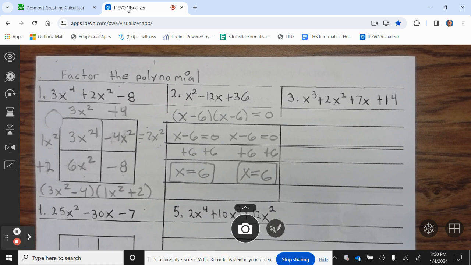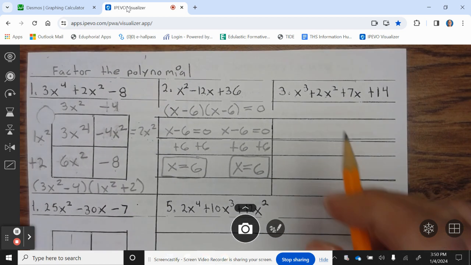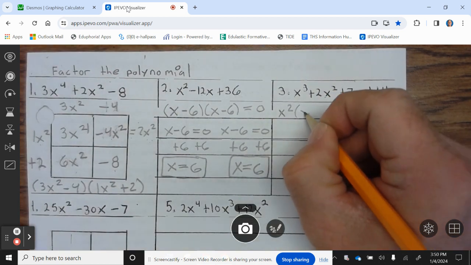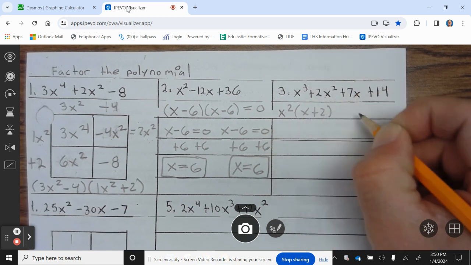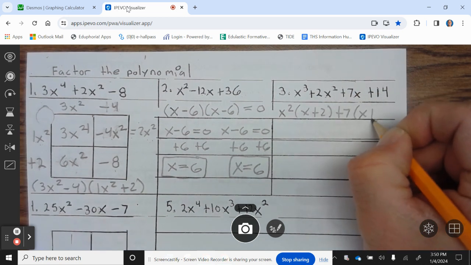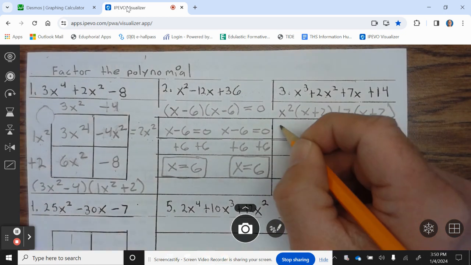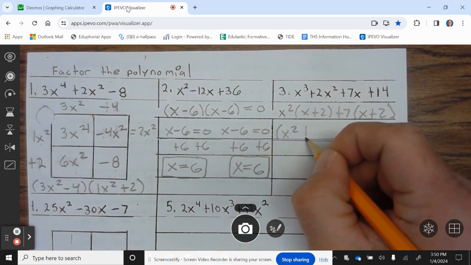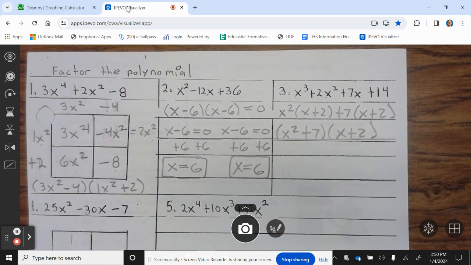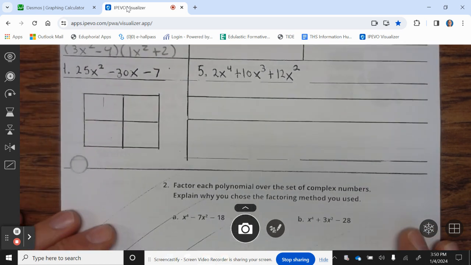Let's take a look at the next example. So we can factor out an x squared from the first two terms, which leaves x plus 2. And then we can factor out a 7 from both those terms, so that's 7 times x plus 2. So this factors to be x squared plus 7 times x plus 2. All right, go ahead and finish up 1, 2, and 3. All right, let's take a look at number 4.